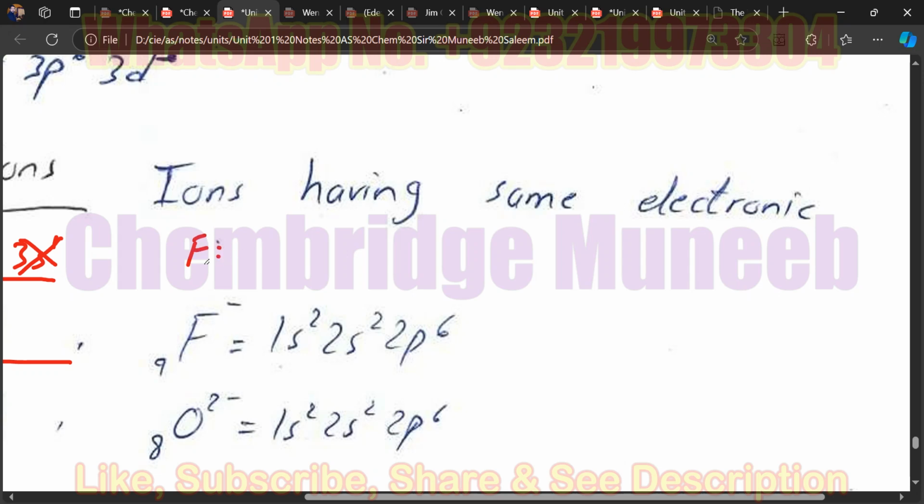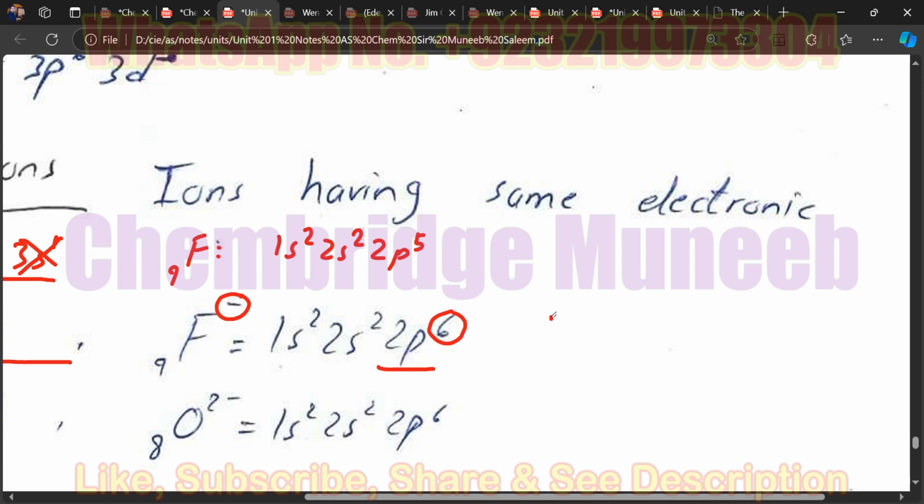So if I write the electronic configuration of the fluorine atom, what shall be its electronic configuration? 1s2, 2s2, and 2p5. Yes, very good. 2p5. But after the formation of the anion, it means it has gained one electron. Now that additional electron will come in the 2p subshell. So the electron has come in its 2p subshell. That's why it will now become 2p6.